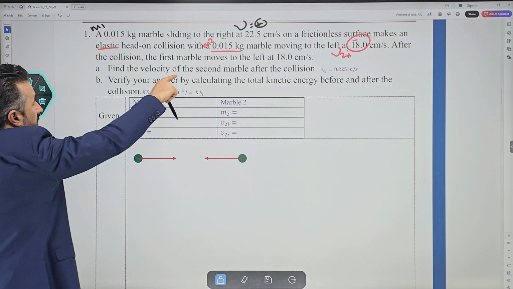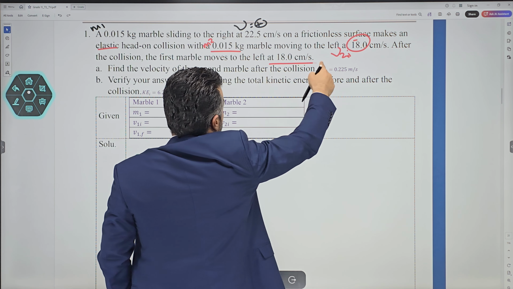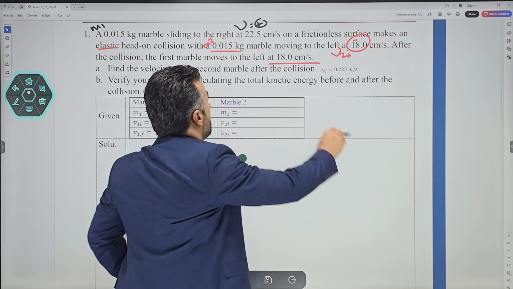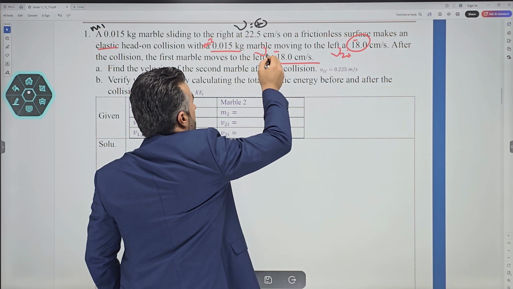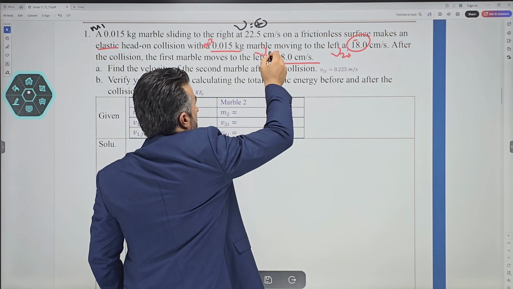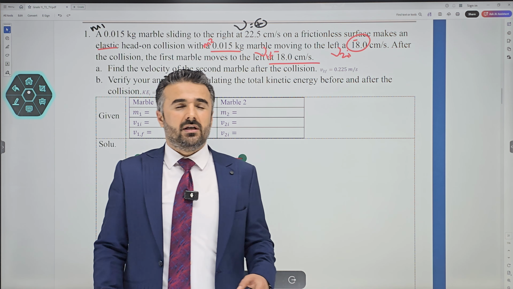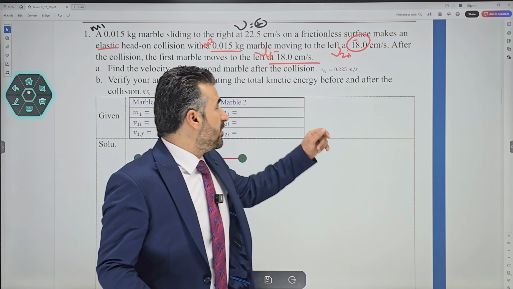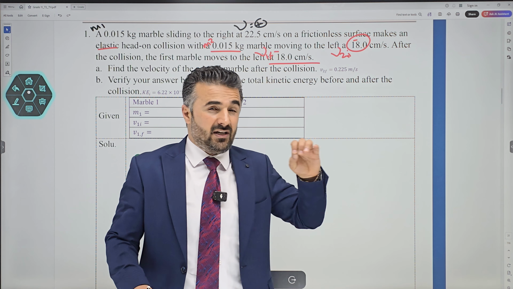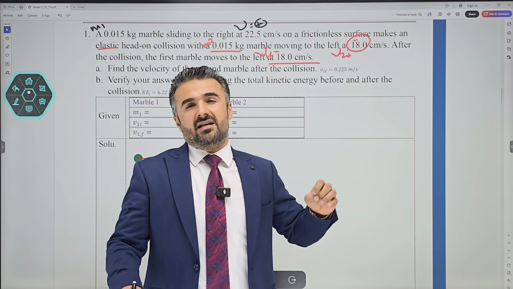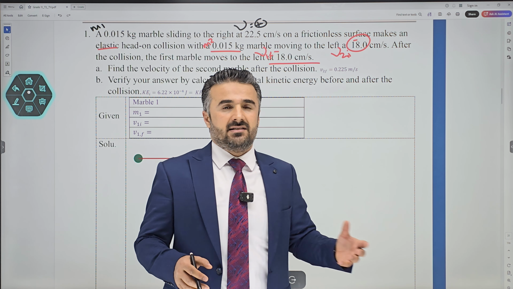After the collision, the first marble moves to the left with this velocity. This is going to be V1 final, because this is after the collision. Most of the time we convert centimeter to meter, but at this point, since all the velocities are given in centimeter per second, it is totally fine to keep that in centimeter per second.